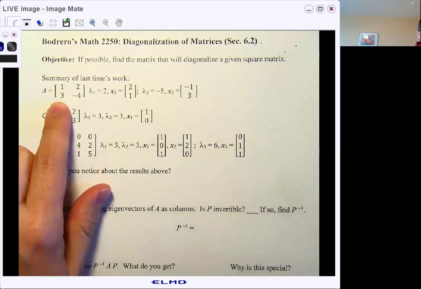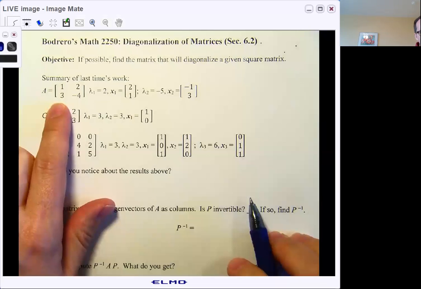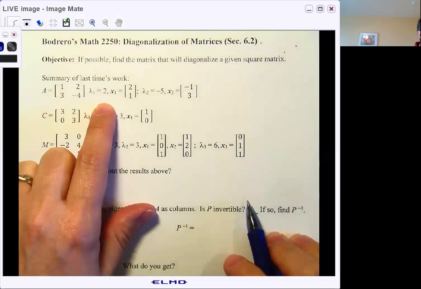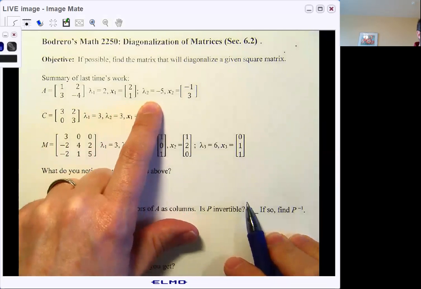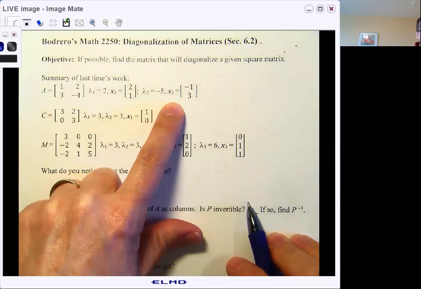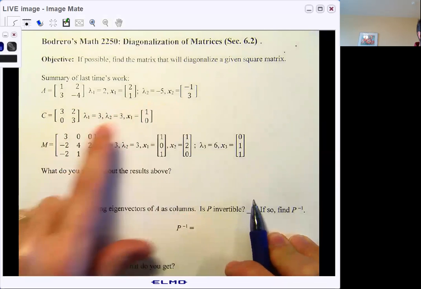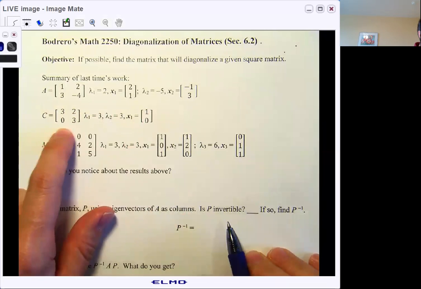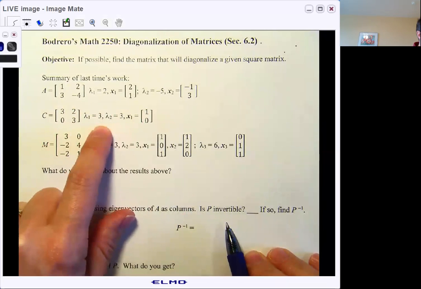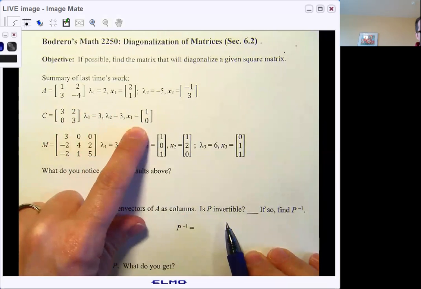We had the A matrix of 1, 2, 3, -4, and it had an eigenvalue of 2 with an eigenvector of 2, 1, and another eigenvalue of -5 with a corresponding eigenvector of -1, 3. Matrix C was also 2 by 2: 3, 2, 0, 3. It had two eigenvalues of 3, but only one eigenvector, 1, 0.